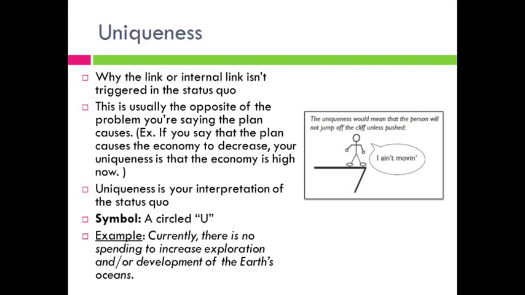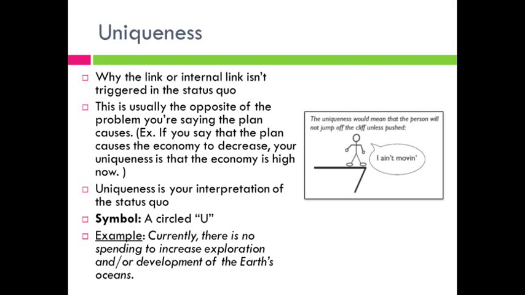So why would we want to say that things aren't happening now? Because, keep in mind, to win on the negative, you have to win that doing nothing is better than doing the plan. Now, if the negative thing that the plan causes is already happening in the status quo, then we're not proving that doing nothing is better than the plan. We're just saying that doing nothing and the plan are just as bad. So you have to prove, using uniqueness, that the plan is uniquely bad compared to the status quo. So a symbol when you're flowing is a circled U.